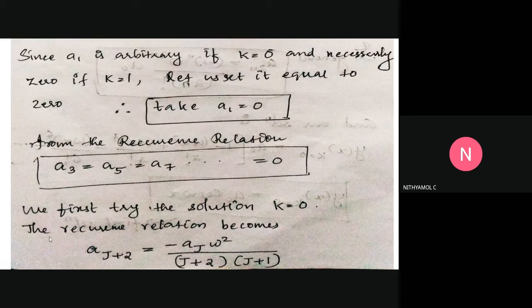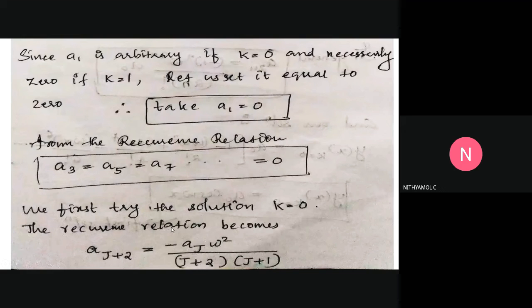We already saw that k has two roots, k is equal to 0 and k is equal to 1. So we have to find the solution for k is equal to 0 and k is equal to 1. First we try the solution for k is equal to 0. From the recurrence relation, what is the recurrence relation if we put k is equal to 0?